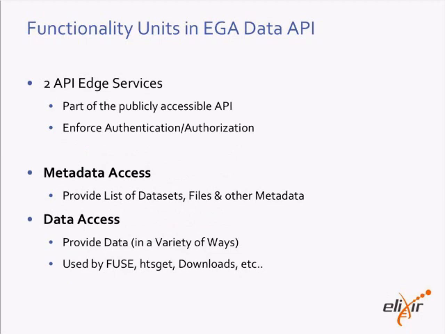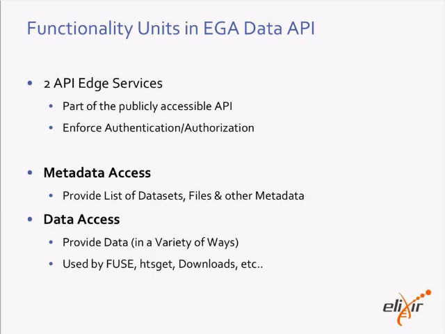Then there are two edge services, which means they are part of the publicly accessible API. As edge services, these two services enforce user authentication and authorization. One of these two services provides metadata access, which at the moment is a list of the data sets to which you have access, as well as the files within these data sets. But in the future, there will be other metadata that will be added onto this list. And the second of these components provides the actual data access.